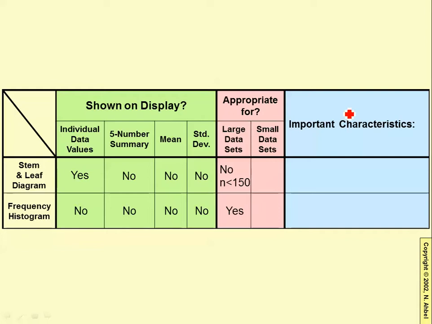Frequency histogram is good for large data sets. Stem and leaf diagram is great for small data sets, and it's, I would say, okay. A frequency histogram is okay for small data sets.